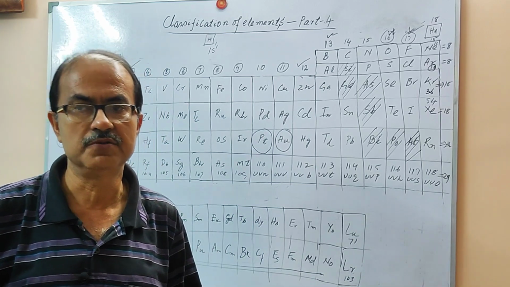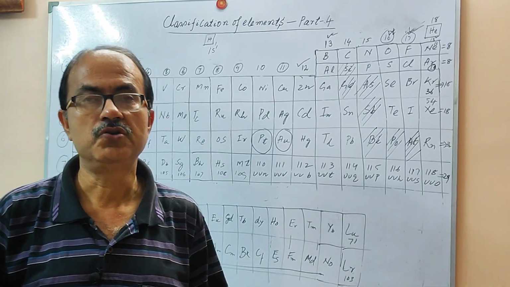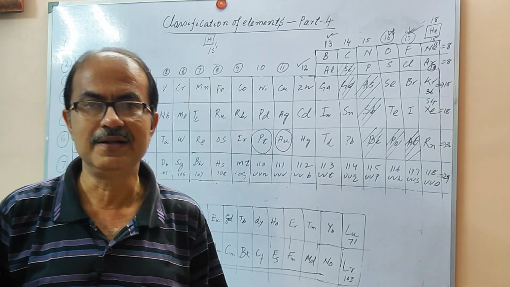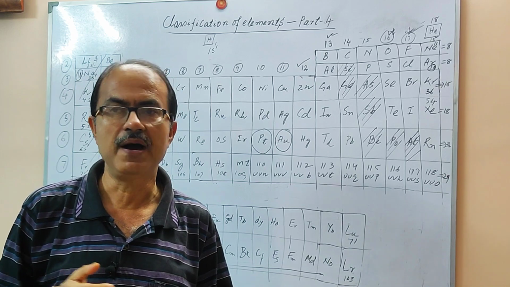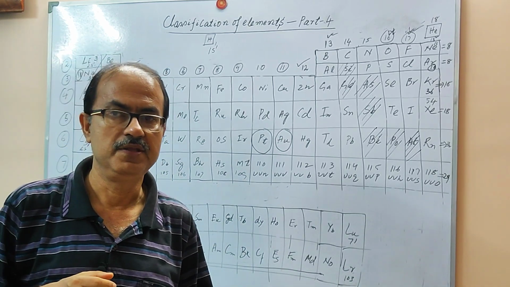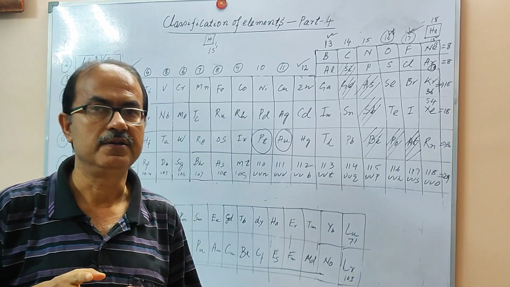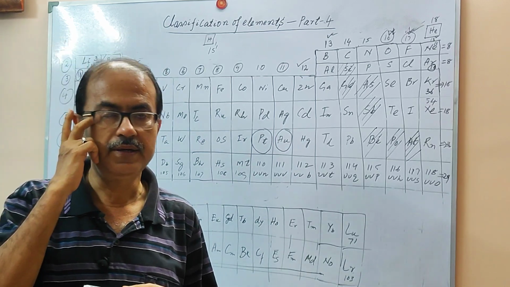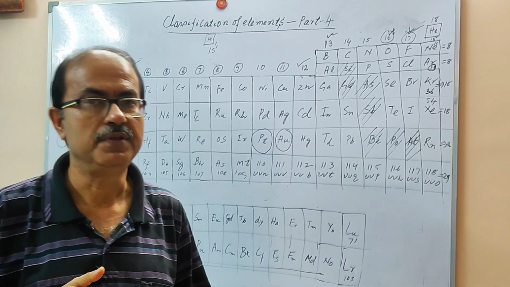Suppose one element has been shown. In which orbitals its electrons are to be filled will determine its location in the periodic table. Means the orbitals that are to be filled in the required energy level will determine the position of the element.